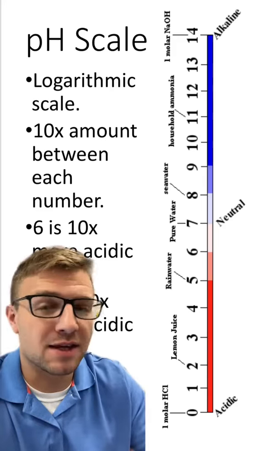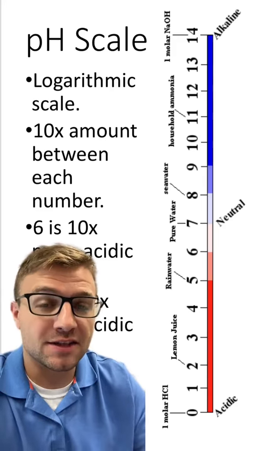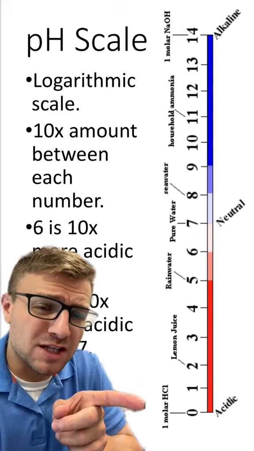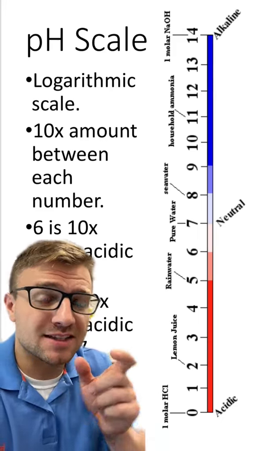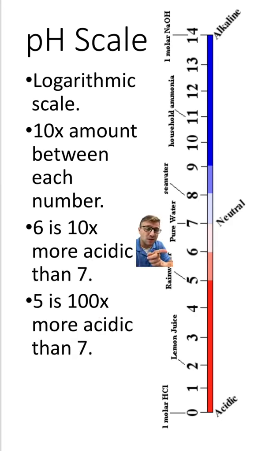One more thing about the pH scale. It's important to remember that this scale is logarithmic, which means between each one of these numbers is a scale of 10. So 6 on this pH scale is 10 times more acidic than 7. And 5 is 10 times more acidic than 6 and 100 times more acidic than 7. Every time we move on this pH scale, you have to multiply it by a scale of 10.